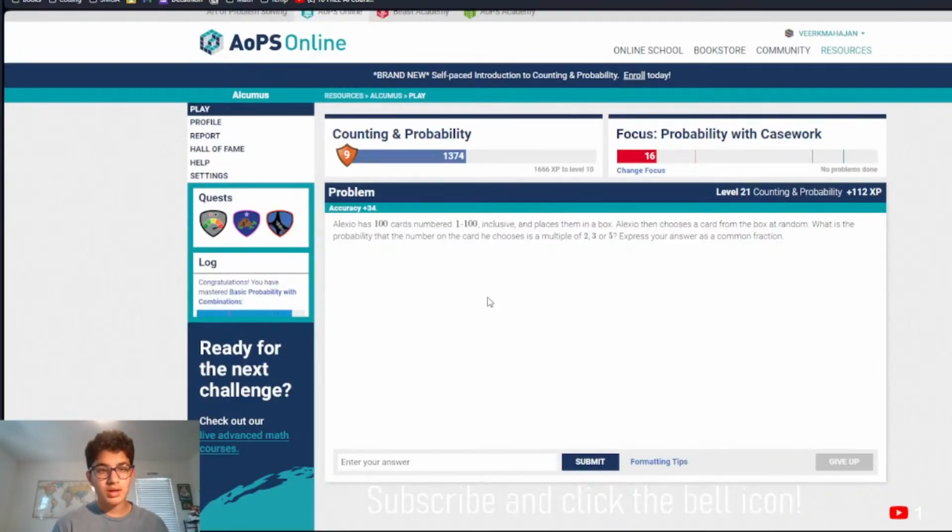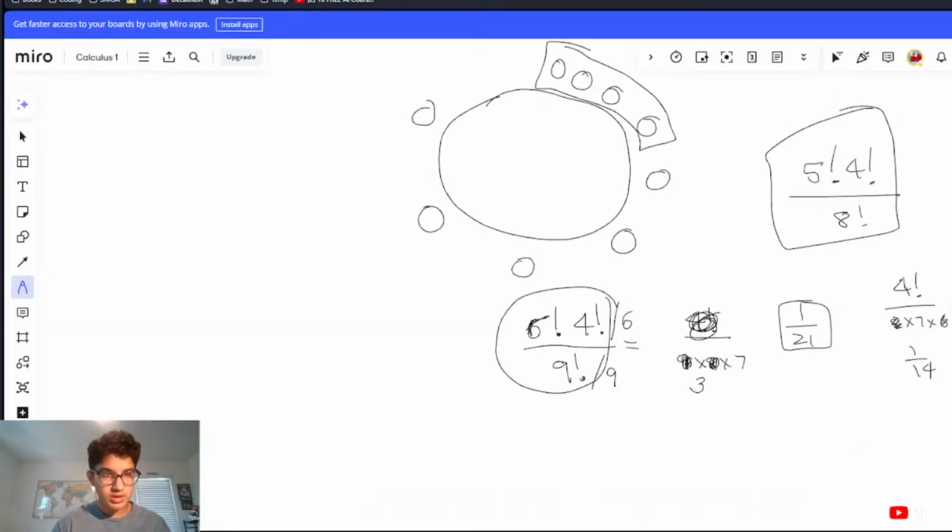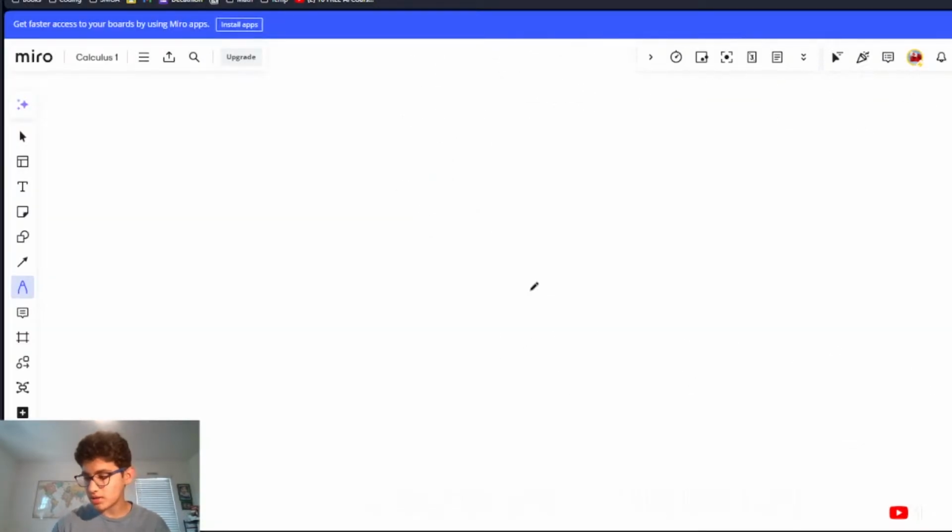Okay, let's go. Alexio has 100 cards numbered 1 through 100 inclusive and places them in a box. He then chooses a card from the box at random. What is the probability that the number is a multiple of 2, 3, or 5? Right, so let's see. In total there are 100. We need to use the principle of inclusion-exclusion. So the number of multiples of 2, number of multiples of 3, the number of multiples of 5.